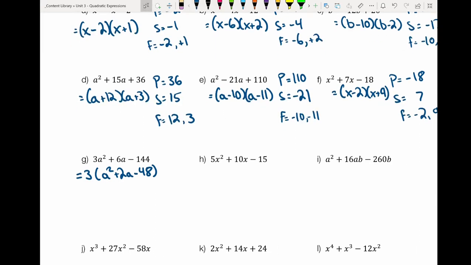Now we have a trinomial inside this bracket where the value in front of the a squared is 1, so I can use my product and sum rule. So now I'm looking for two numbers that multiply to negative 48 and add to 2. Again, I have a positive and a negative, so my two factors, one should be positive, one should be negative. The sum is positive 2, so the larger number must be positive.